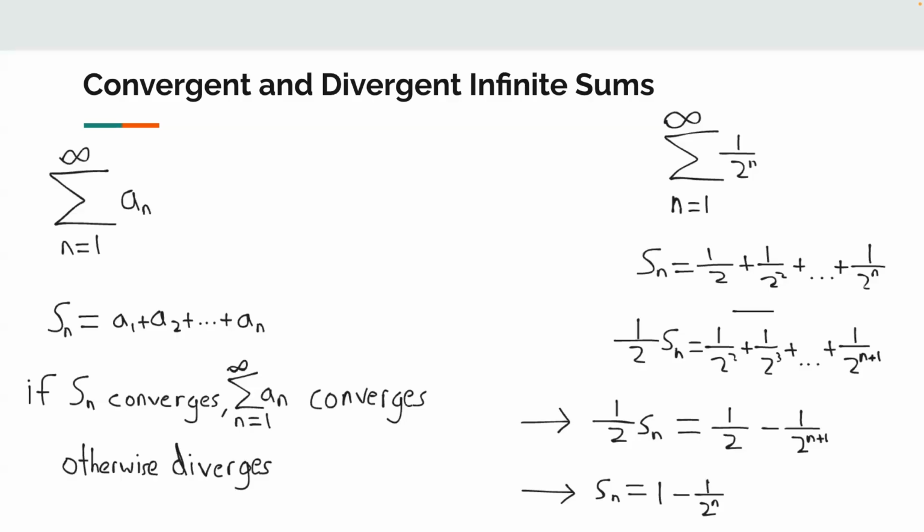Then let's multiply by 2 on both sides. Then we get S_n is equal to 1 minus 1/2 to the n. And here n is approaching infinity, so it's just 1 minus 0, and it's 1. So you can use this trick to try identifying if they'll converge or diverge, and we'll go over many other tricks in this unit as well.